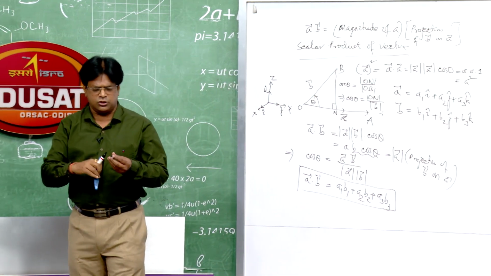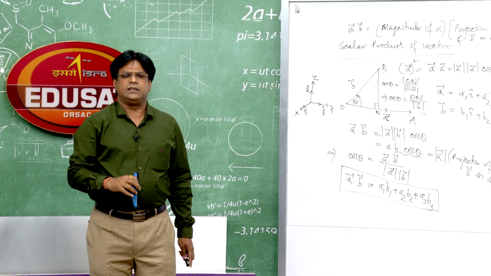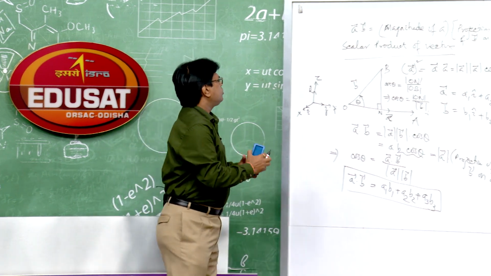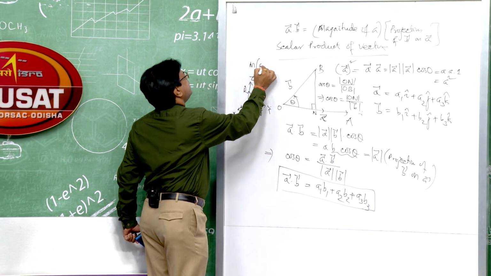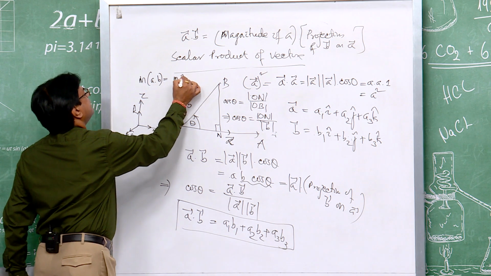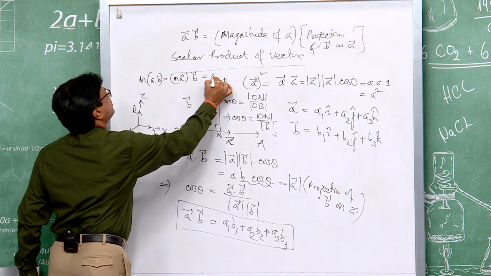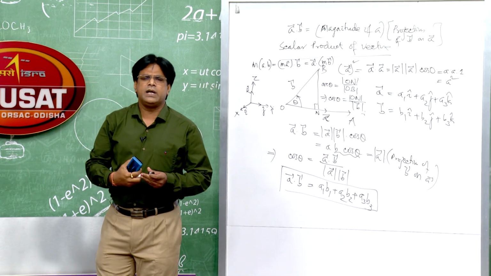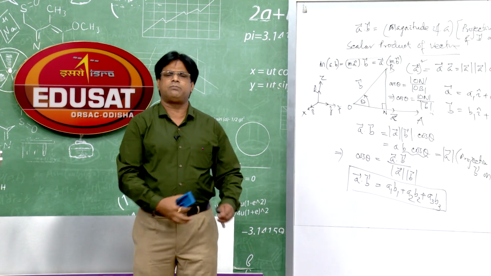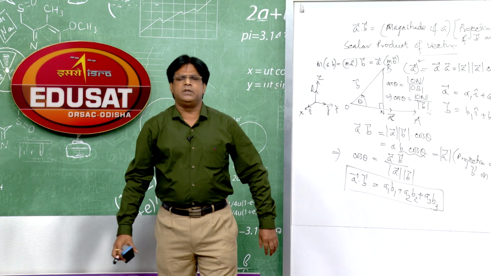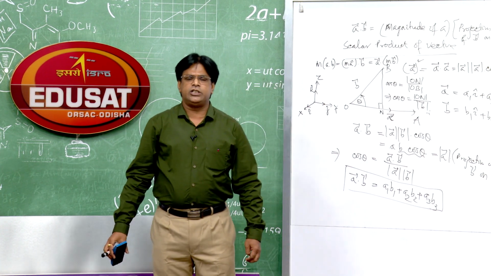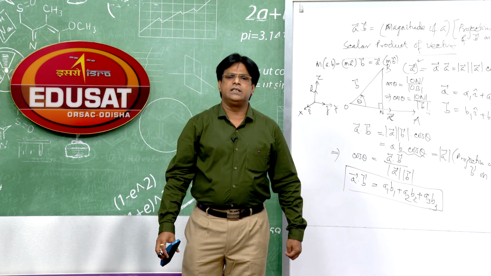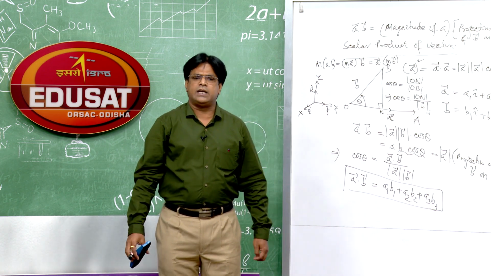Similarly, the scalar product is also associative with respect to a scalar. If we multiply a scalar with a dot product, m into A dot B is equal to m A dot B, or is equal to A dot m B. Already we have discussed this in an earlier class. For any two vectors A and B, A plus B the whole square is equal to A square plus B square plus 2 into A dot B. Similarly, the scalar product is distributive over vector addition. Suppose the three vectors are A, B, C. So, A dot B plus C is equal to A dot B plus A dot C.